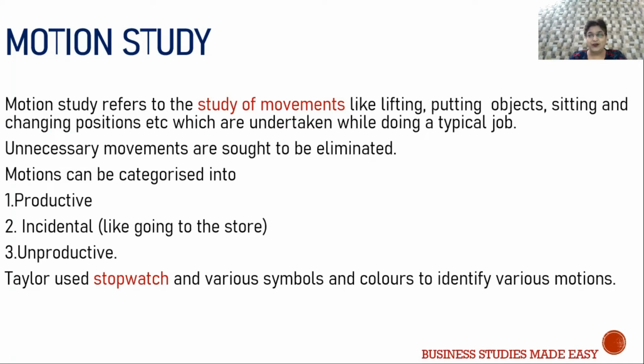Taylor said divide these motions that are being undertaken to do a work into 3 categories. Productive was when he was repairing the car. Second is incidental. Incidental was like going to the storeroom to get the tools that are needed to be able to do the work. And third is unproductive, like going to the washroom. So he said try to eliminate unproductive motions so that the work can be completed on time, and you can time the person, how much time it takes to do the work. And for that he used a number of things like stopwatch, symbols, and colors. So this was motion study, in which he studied the various motions.